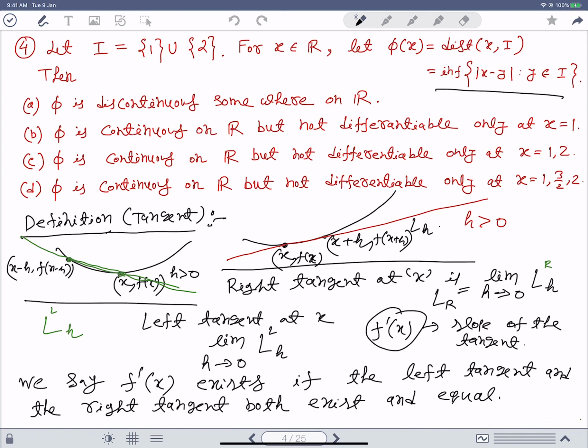Monotone increasing. Right. The curve's inclination theta is negative. I don't know what is meant by inclination. Anyway, so that means the inclination of theta is an acute angle. Anyway, I don't know that term.